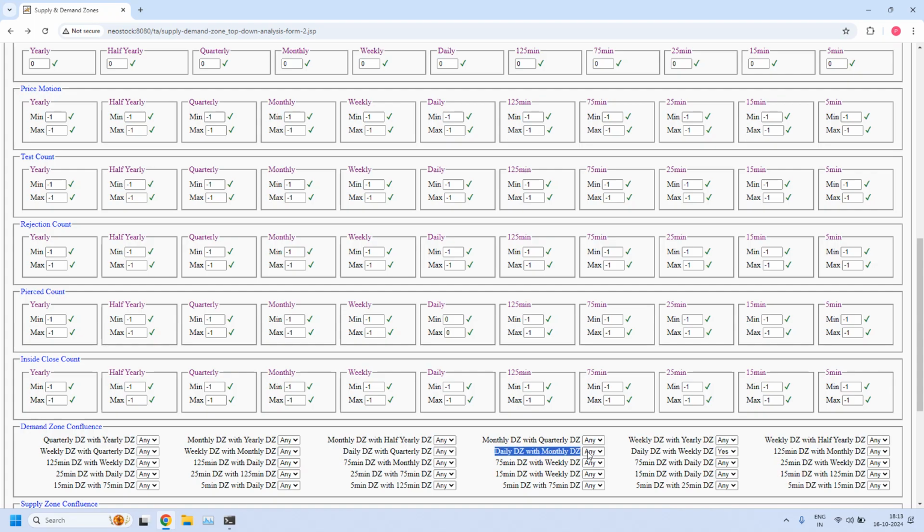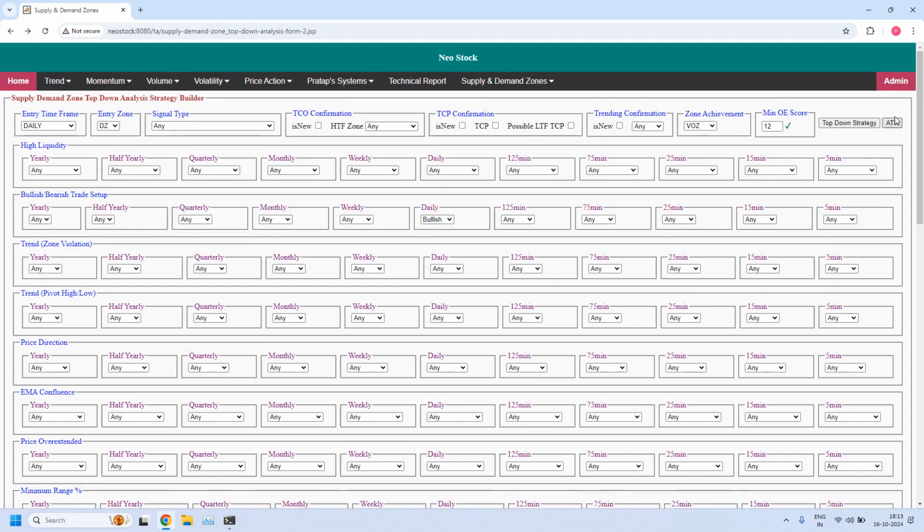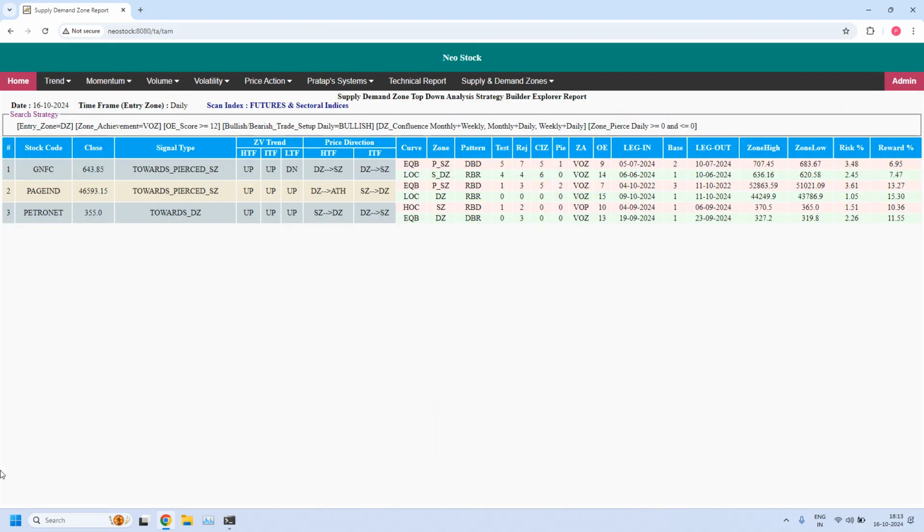Now I am enabling daily demand zone with monthly demand zone confluence, and also daily demand zone, weekly demand zone with monthly demand zone confluence filter. With all the 3 filters, we got 3 stocks. In all these 3 stocks, the daily zone is part of the weekly zone, both together again part of the monthly zone.